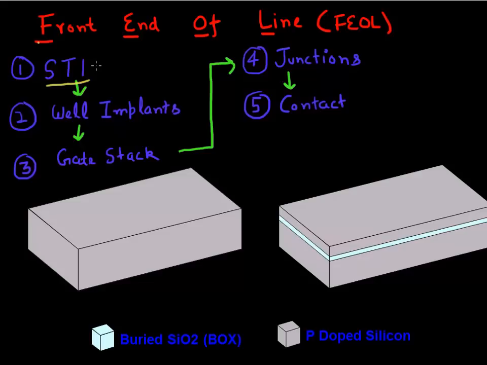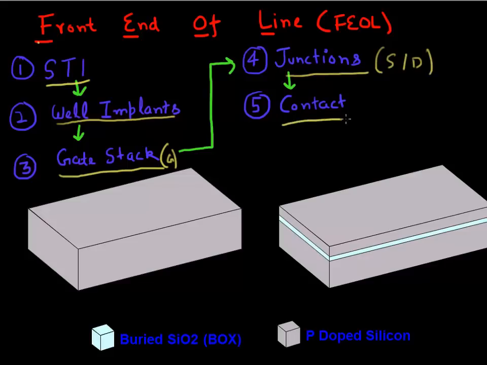This is a process where we dig trenches into the silicon to separate the P transistors from N transistors. And then I want to talk about making the well implants to define the active regions for making these P and N transistors. Then I want to describe to you how to make the gate stack, or how to make the gate of the transistor. Then I want to talk to you about how to make the junction, or how to make the source and drain.